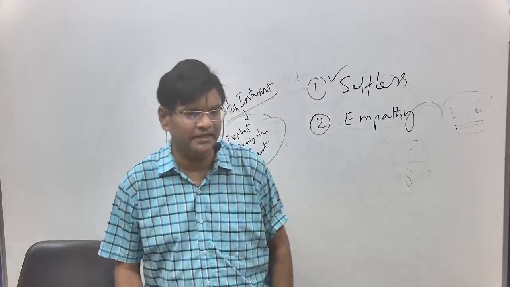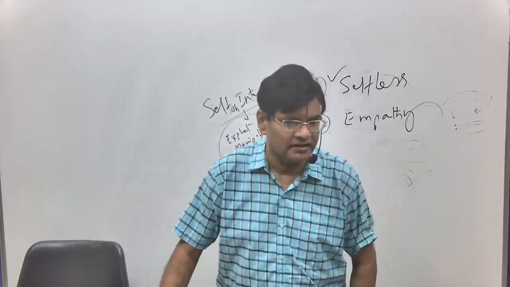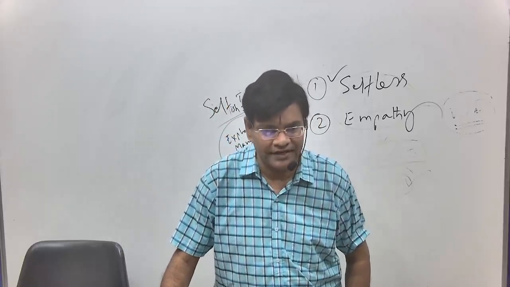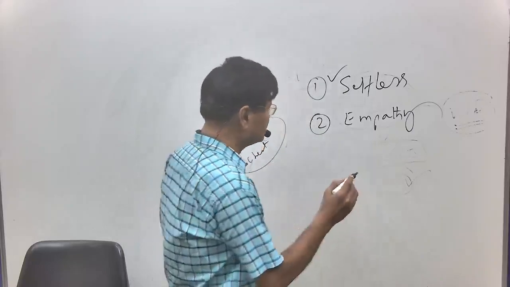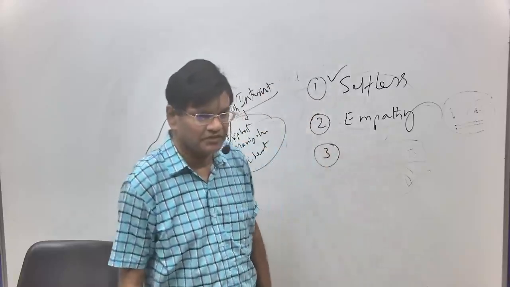Second one is empathy. This is another thing that can ensure that your decisions are always morally right. And what are the other things that you must take into consideration? Integrity.